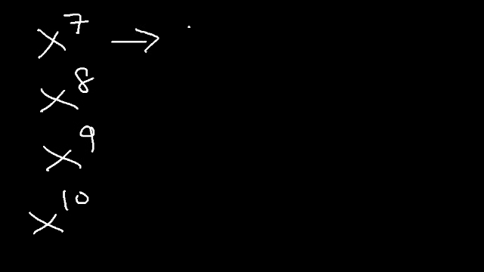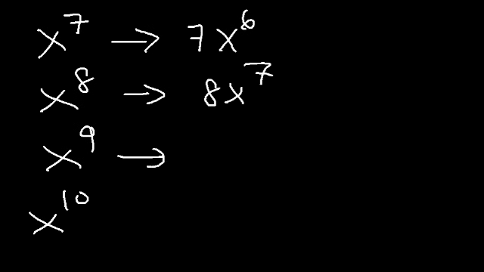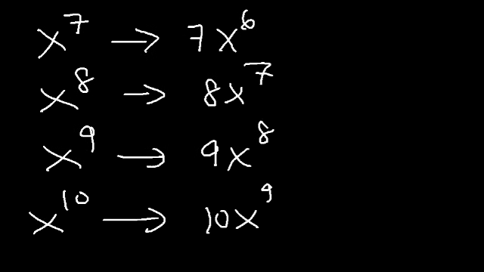So for x to the 7, it's 7x to the 6. x to the 8, 8x to the 7. And then for these two, it's 9x to the 8, and then 10x to the 9.